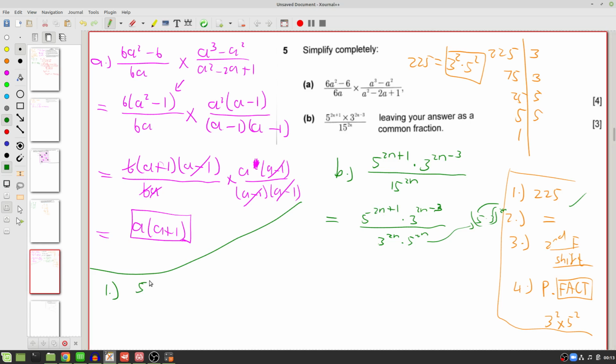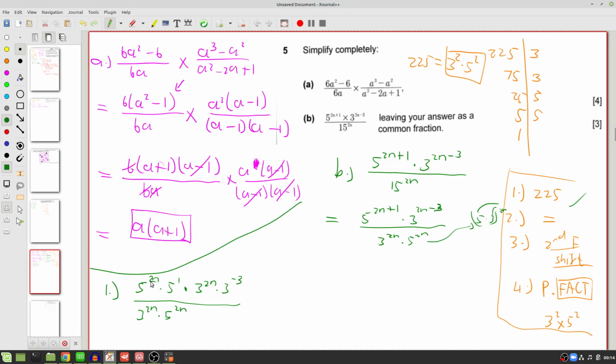I'm going to say 5 to the power 2n plus 1 is the same as 5 to the power 2n times 5 to the power 1. And then the same with the 3's. 3 to the power 2n times 3 to the power negative 3, all over 3 to the power 2n times 5 to the power 2n.